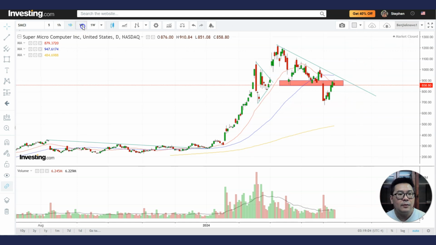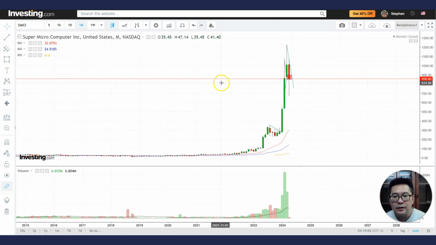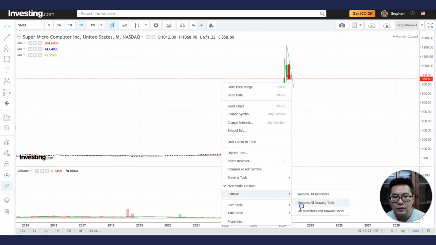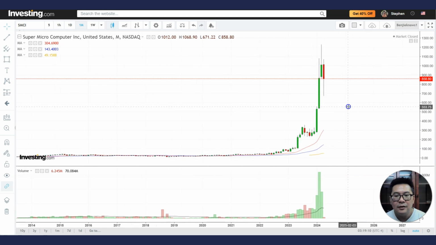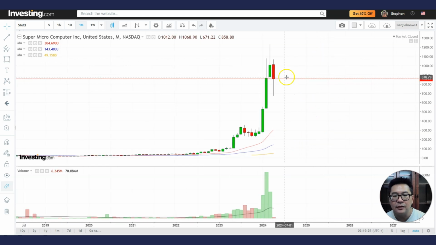Okay, so monthly wise, what is it doing? Let me just remove all the drawings. No significant area of support. This nice move up is what we might call a fair value gap. Very nice move up with nice support only around here. So at least right now it declines. It has not gone way down until here, so it is still quite a bit strong.